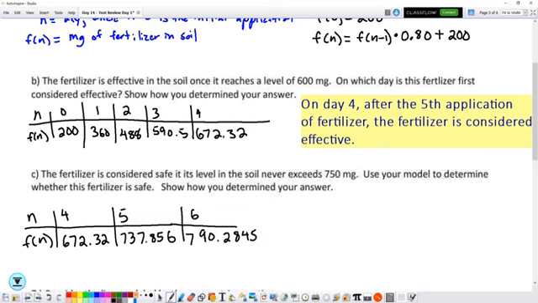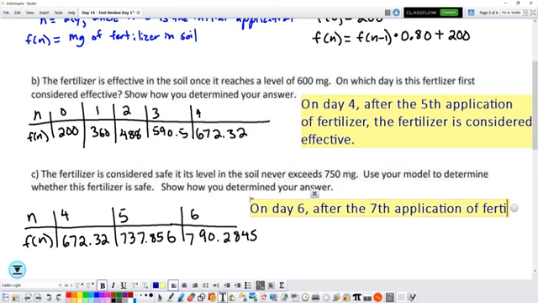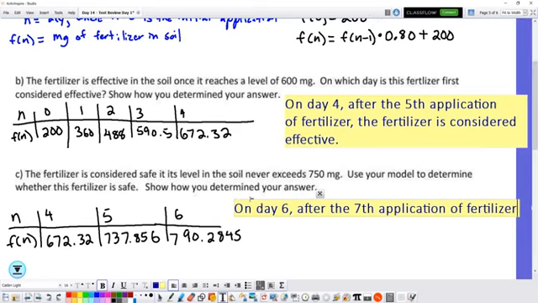So on day 6, and remember, day 6 is actually the 7th application, after the 7th application of fertilizer, the level exceeds 750. So the fertilizer is not safe. Okay.